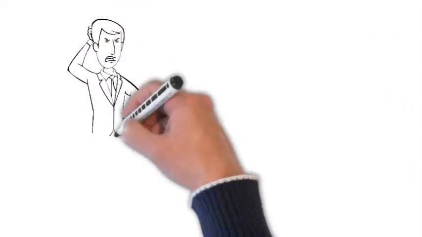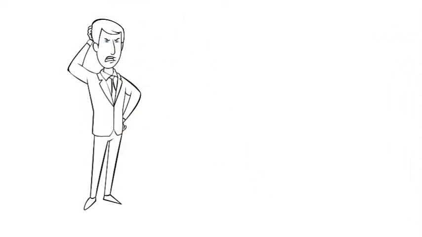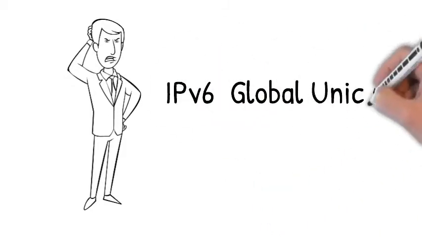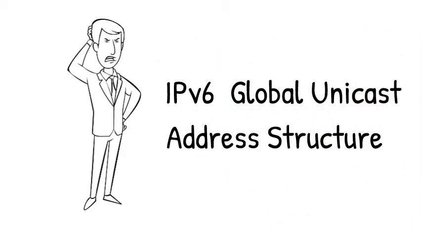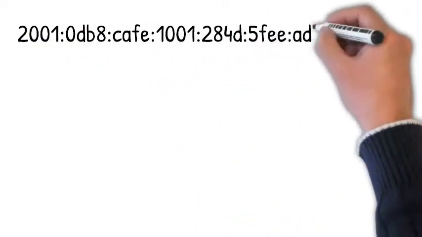IPv6 addresses can look long and confusing, so let's take a few minutes and talk about the IPv6 global unicast address structure. So let's take a look at an IPv6 address. Let's say this one. Looking at this address, the first half, or the first four hextets, the first half of our IP address is the network ID.